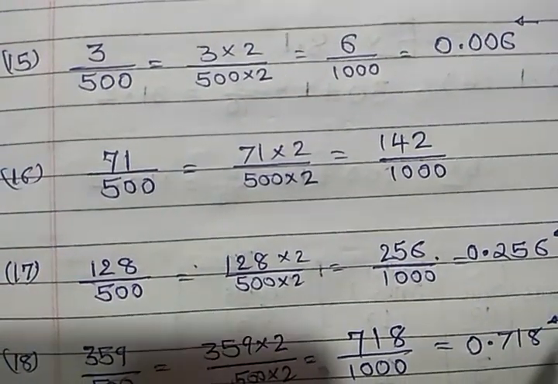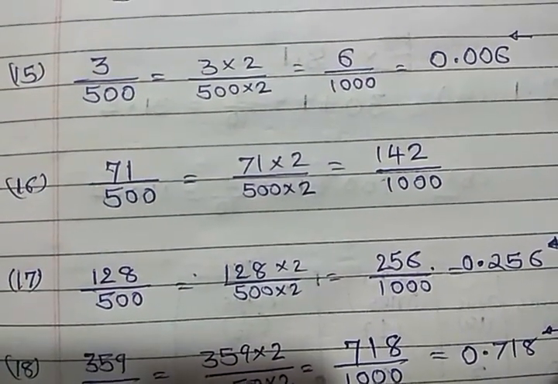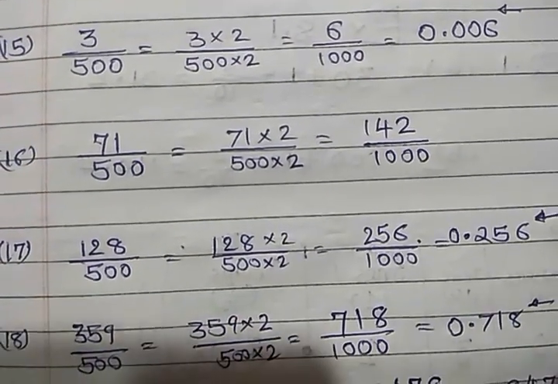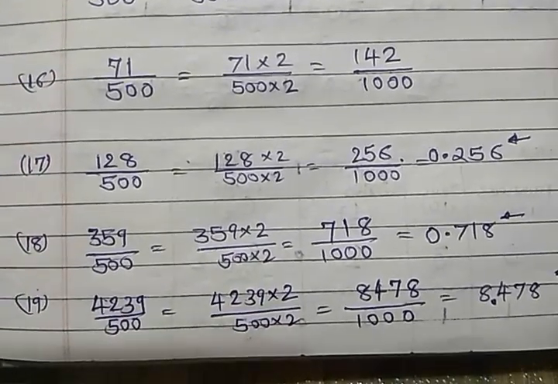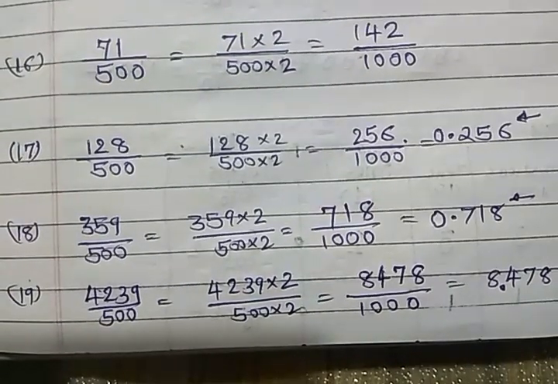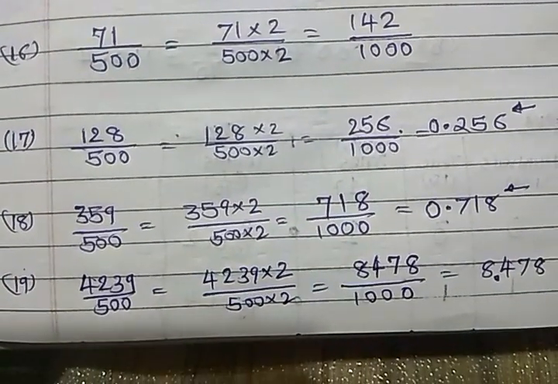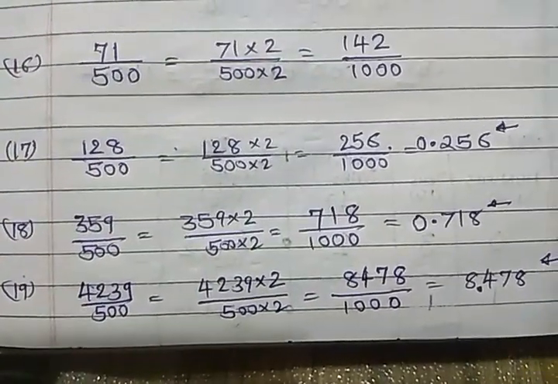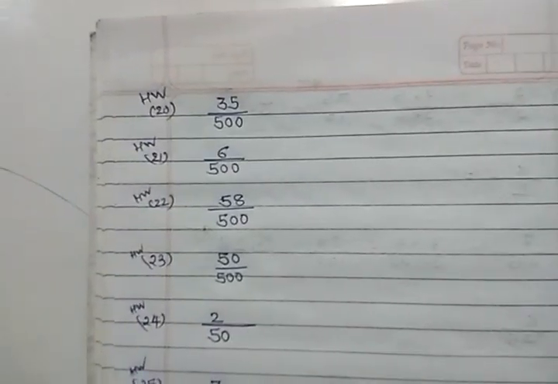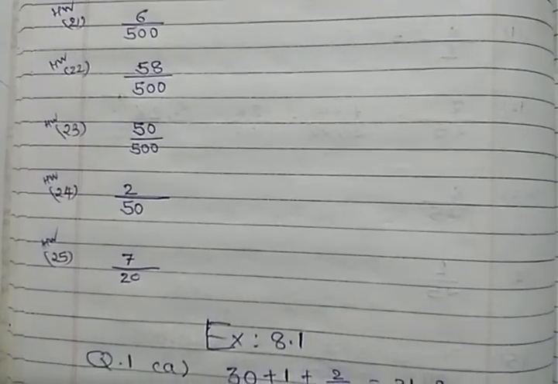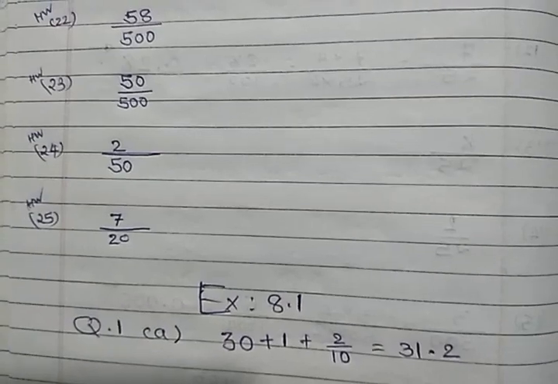16, 71 upon 500, exactly like this way we do over here, you see. 17 also like this way we have to do over here. 18 also, 19 also, and these are your homework. 35 upon 100, 6 upon 500, 58 upon 500, 50 upon 500, 2 upon 50, 7 upon 20.